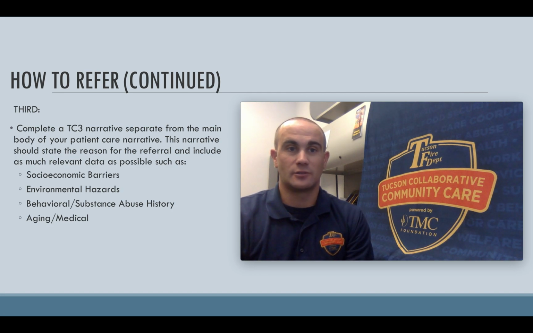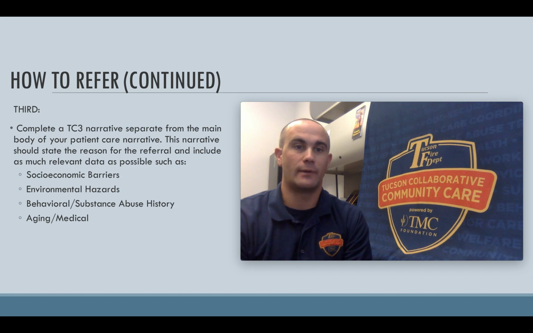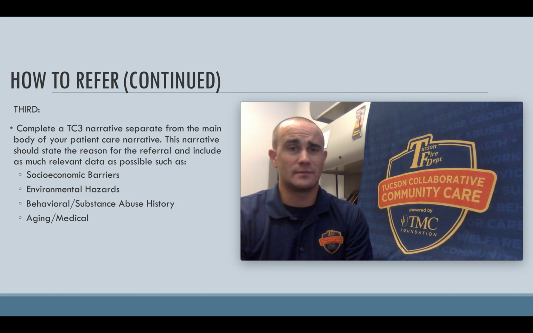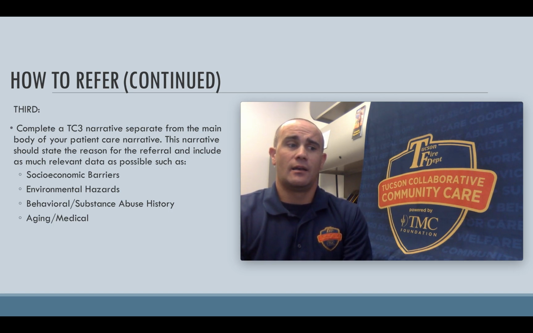We're looking at things like socioeconomic barriers. So if you know that they don't have money, they don't have family in town, they don't have friends that are helping them, things like that really help us. Environmental hazards, so what condition is their home in? Is there fecal matter on the floor? Any behavioral substance abuse history you can find, and any aging and medical concerns you might identify. Those are some big things that we try to look at and address.